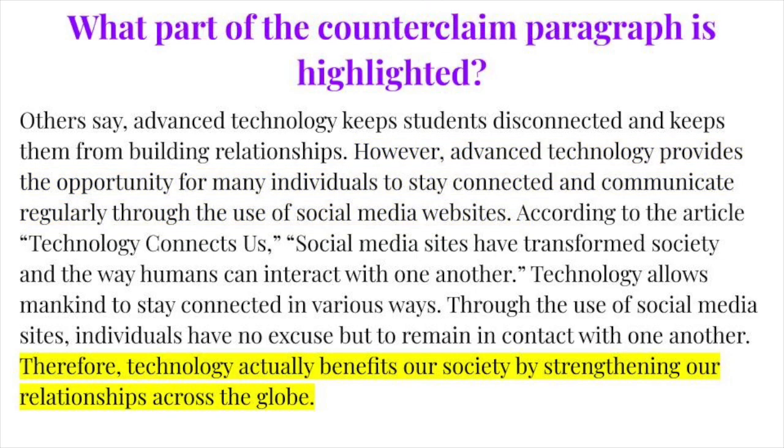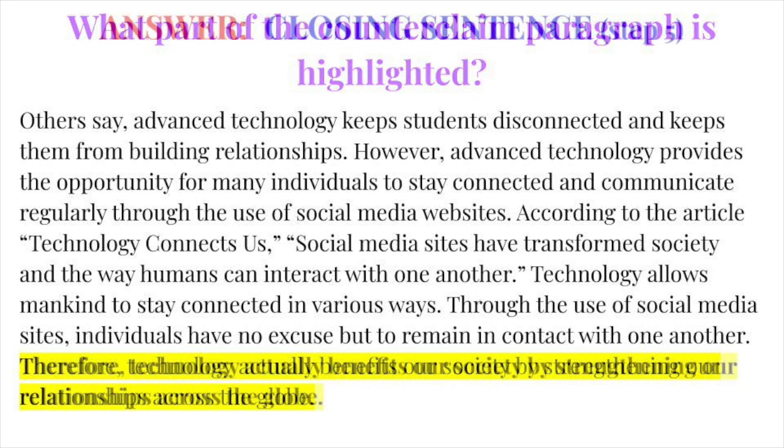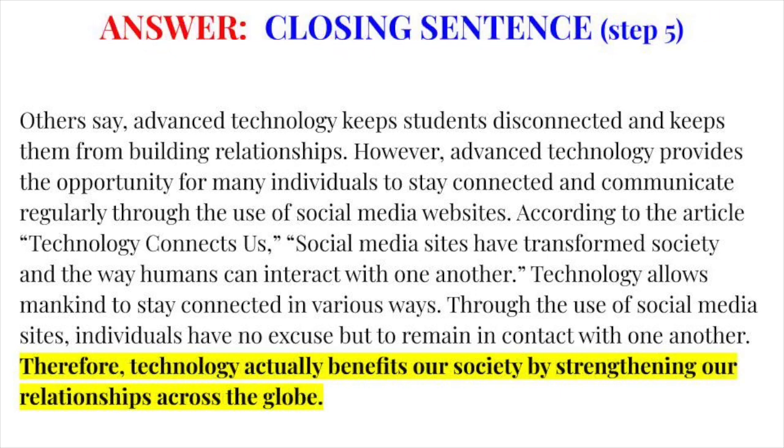All right, our next sentence: "Therefore, technology actually benefits our society by strengthening our relationships across the globe." Which part of my counterclaim is this sentence? I see the words "therefore," and I'm poking a few more holes and giving them a strong ending. So if you said that is step 5, which is the end of the counterclaim in that closing sentence, you would be correct. Great job. Almost there.